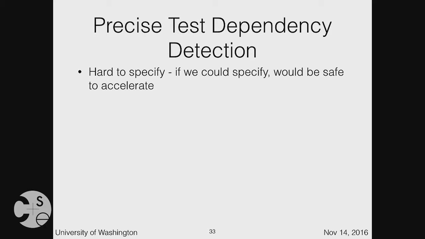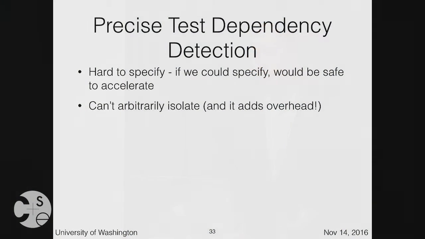If we said we'll solve this by giving developers annotations that they can put on their tests to say that something has to run in a specific order, we wouldn't be inventing that. That already exists in JUnit and Maven, and generally it's not really being used, and that's kind of why there's this problem. So we can't really arbitrarily isolate because it's going to add overhead, and it's going to maybe make it harder to break even in some cases.